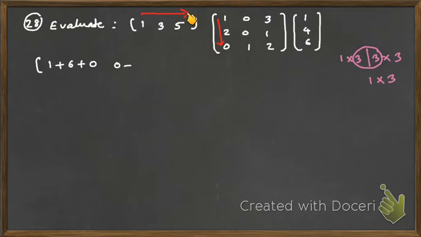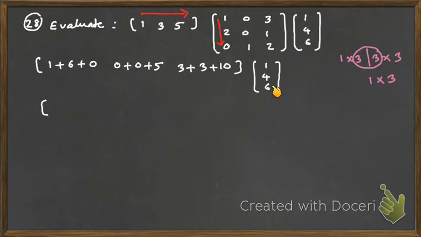So when I multiply, the first row goes with the first column. 1 into 1 is 1, plus 3 into 2 is 6, plus 5 into 0 is 0. First row into the first column I finished. Now first row into the second column. 1 into 0 is 0, 3 into 0 is 0, and 5 into 1 is 5. Now I have first row into the third column. 1 into 3 is 3, plus 3 into 1 is 3, plus 5 into 2 is 10. And of course, the next matrix 1, 4, 6 would stay as it is.